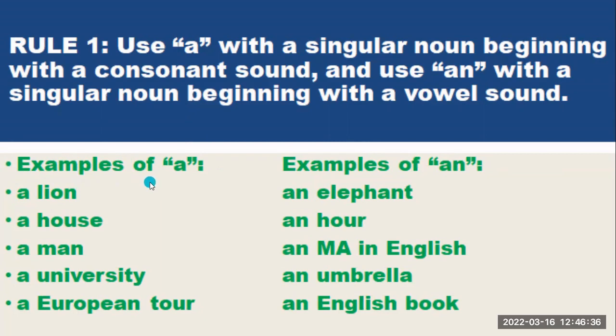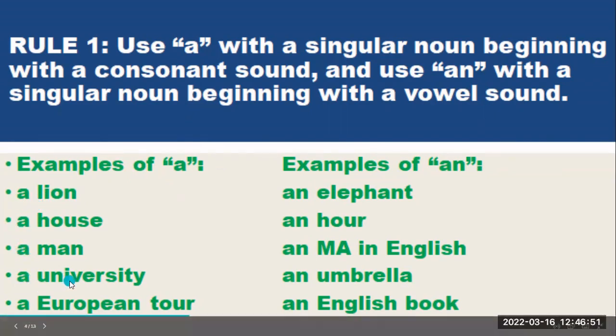You use a with singular nouns that begin with consonants. A lion. Lion begins with the consonant L. A house. A man. A university. A European tour. All right?